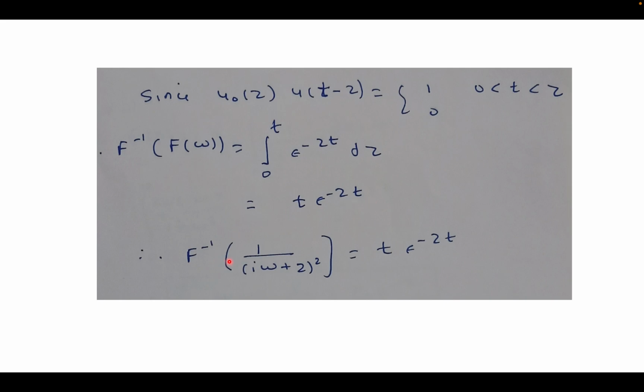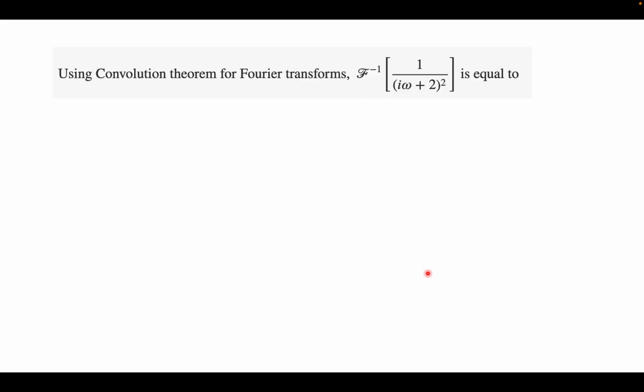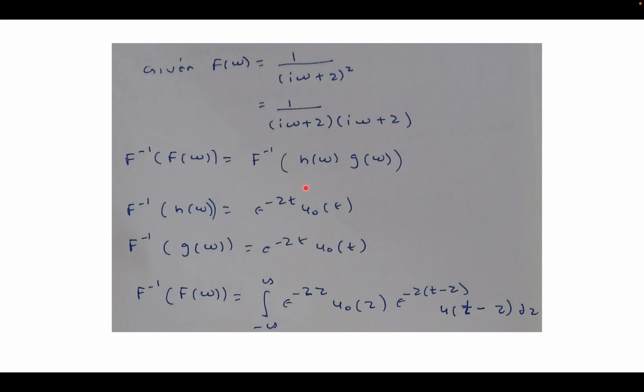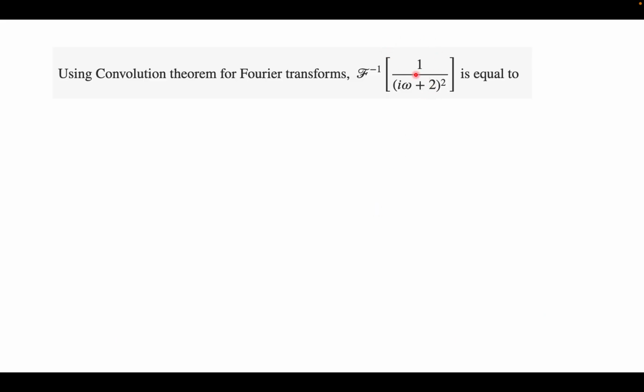Therefore the inverse Fourier transform of 1 upon iota omega plus 2 whole square is nothing but t times e power minus 2t. Okay, I hope this question was also very easy. Here we just used the convolution property in order to solve the inverse Fourier transform. So I urge you to remember this property, as sometimes it is useful in order to calculate the inverse Fourier transform of some functions.